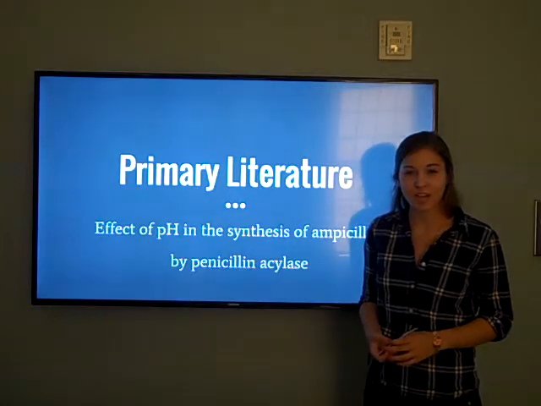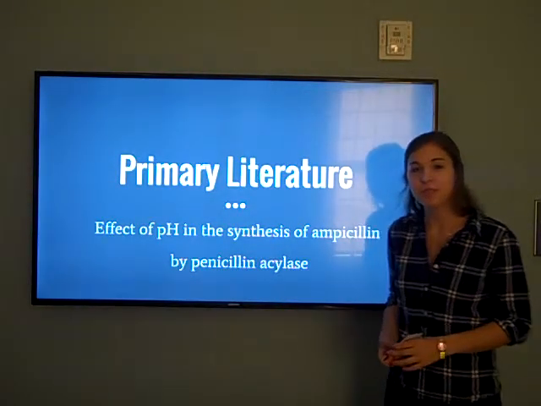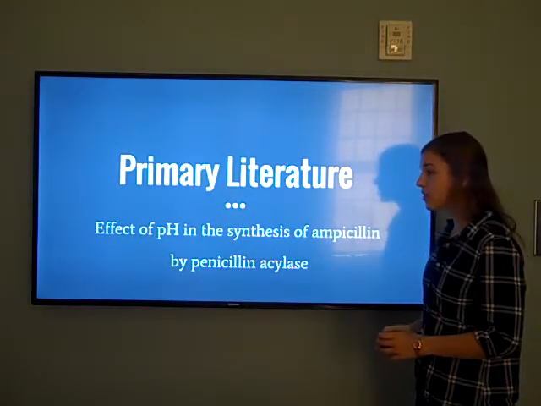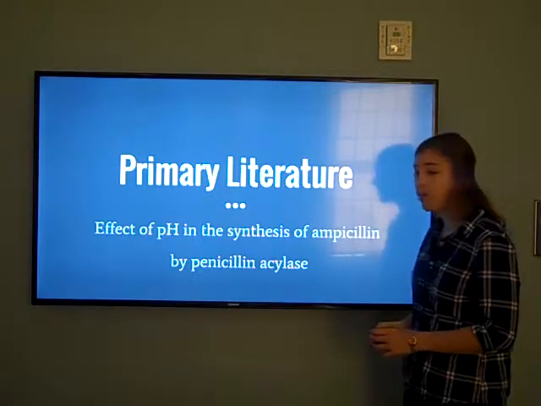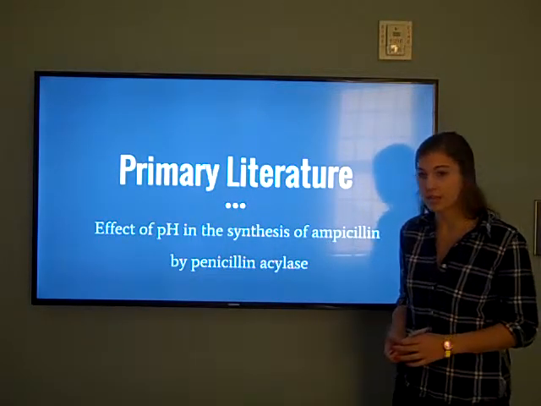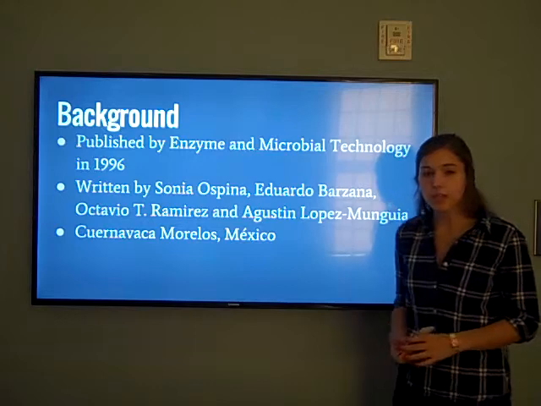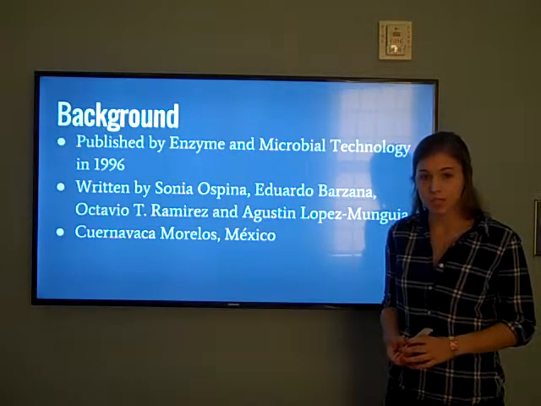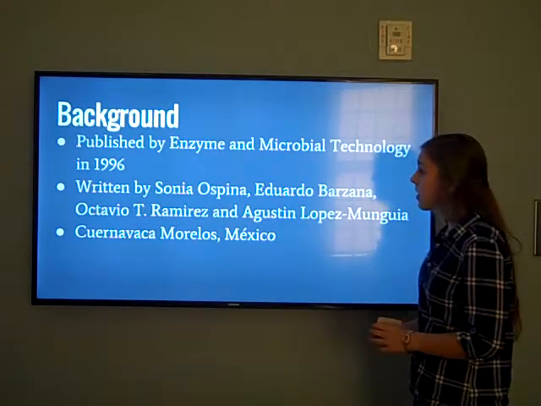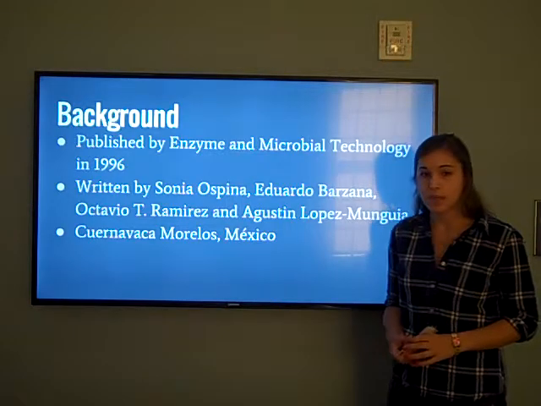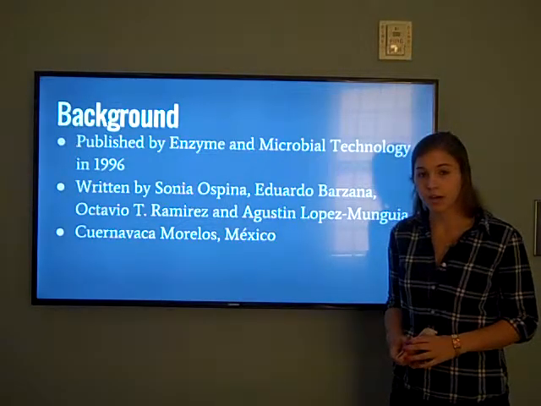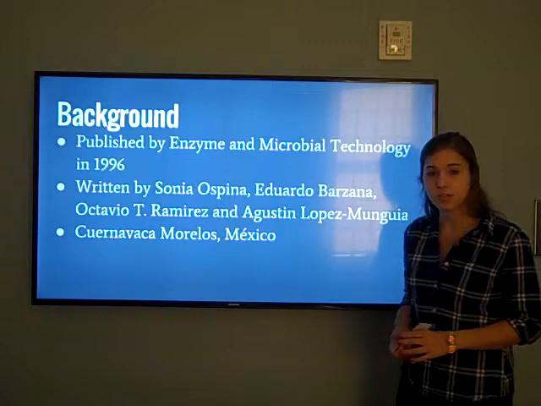Hi, I'm Julianna, and I'm going to be talking about our primary literature paper. For this part of the project, we chose the effect of pH in the synthesis of ampicillin by penicillin acylase. The background of this paper is that it was written and published in 1996 by Enzyme and Microbial Technology. The study was done in Mexico and written by the authors on the screen.